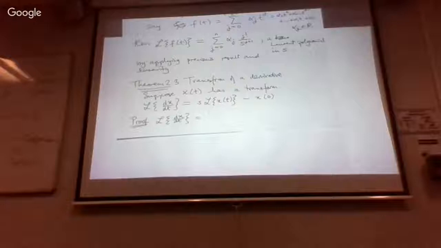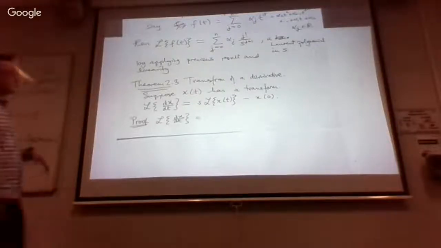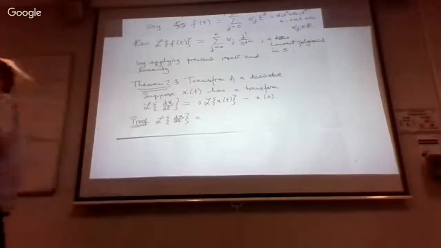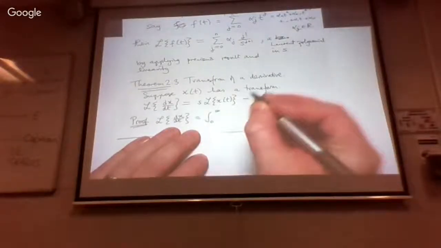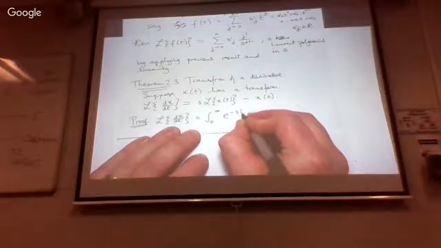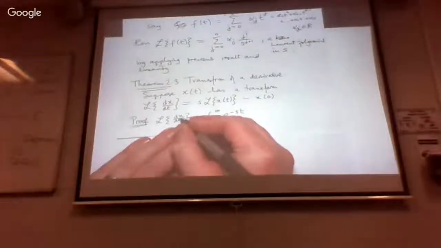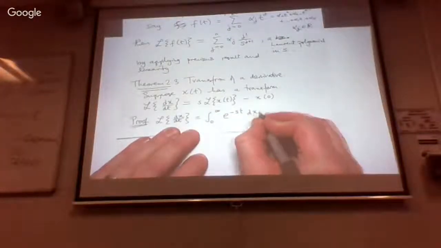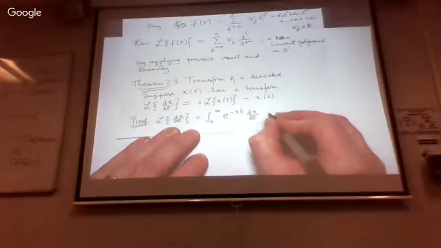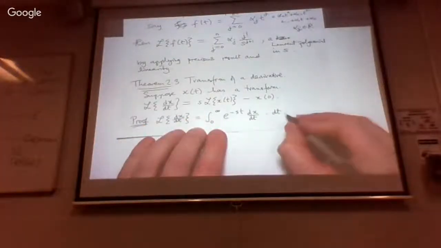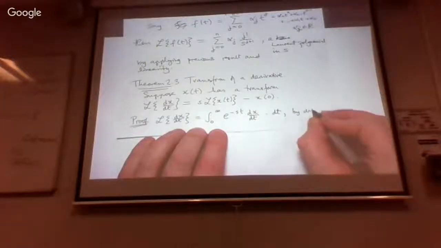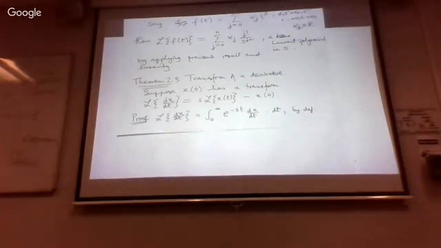So what is the Laplace transform of that? Well, you apply the definition. It's the integral from 0 to infinity of e to the minus st times this function, and this function is the derivative dx/dt. So that's just by definition, the definition of the Laplace transform.